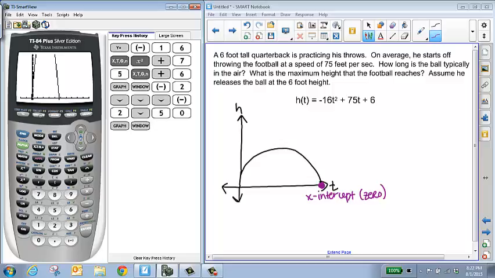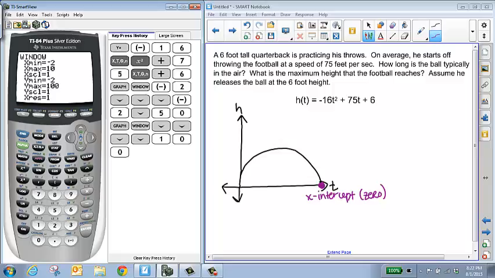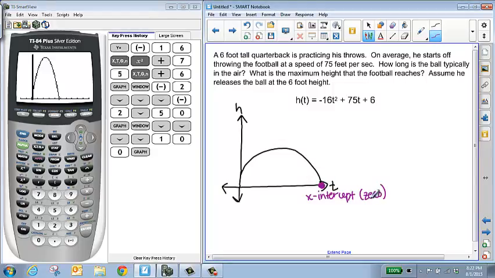So we're going to go back to window. Let's try increasing this to 100 and see what happens. Okay, so now we can see the top point, we can see the vertex, and we can also see the x-intercept. Right now our focus is on finding that x-intercept or that 0. So from here, we're going to hit second and trace.